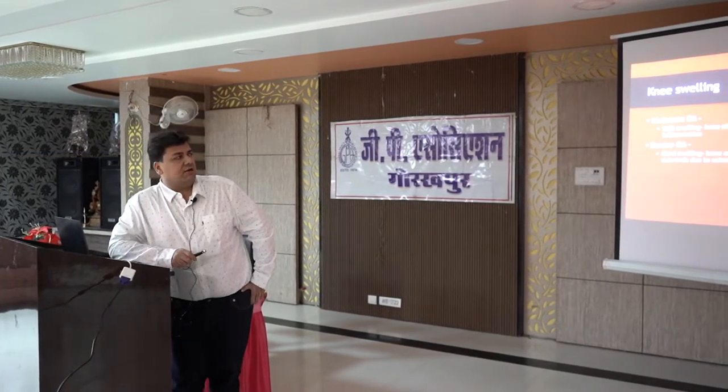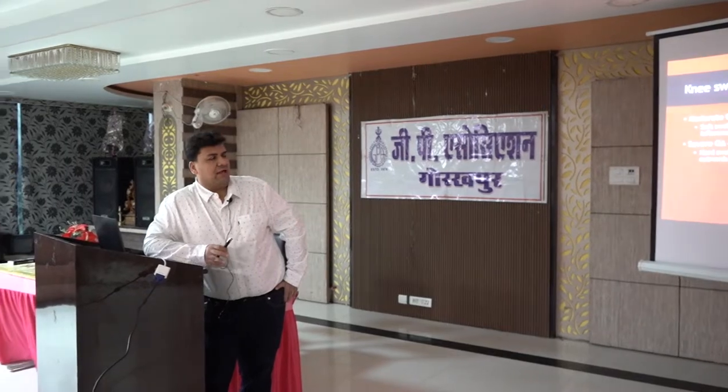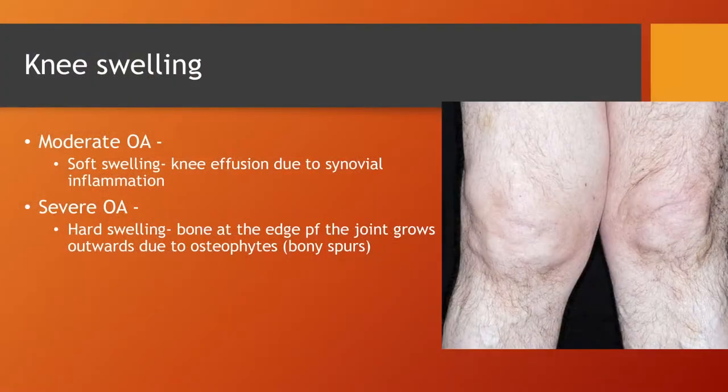Now when the osteoarthritis increases and the synovium gets inflamed, it tries to produce more synovial fluid, because of which there occurs swelling around the knee joint. The swelling around the knee joint can be of two types. It can be a soft swelling or it can be a hard swelling. In the moderate stages, the synovium gets inflamed and produces synovial fluid, and the patient may present with a lot of swelling around the knee joint.